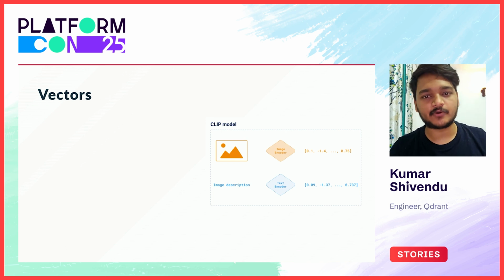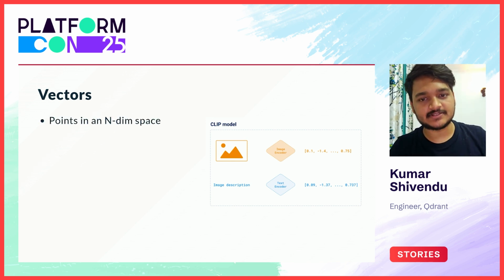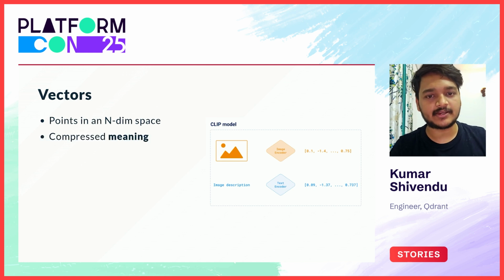Vectors are mainly points in an n-dimensional plane in such a way that if two points are close to each other, that means they represent something similar. They could be representing two similar songs, two similar images, could be anything. The basic idea is that they compress the meaning, and you can generate vectors from pretty much anything.